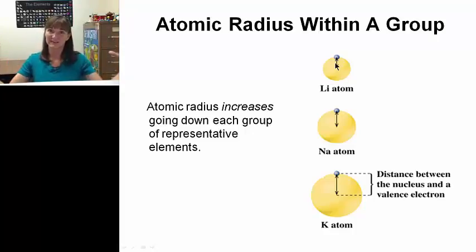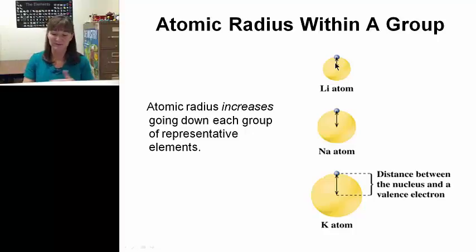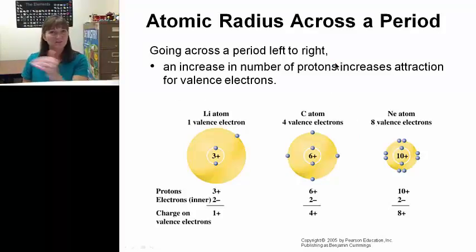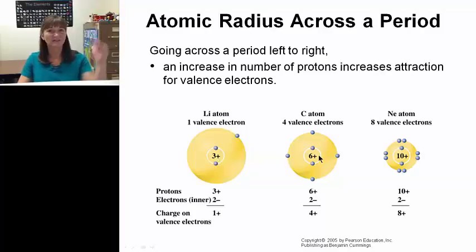Period 5 is going to have 5 energy levels. So it kind of makes sense that as you move down a family, the atoms are going to get bigger. Why they get smaller as you move from left to right is a little bit more complicated. It's an increase in the number of protons that increases the attraction of the valence electrons. So as you move to the right along a period on the periodic table, you're getting more and more protons. You're also getting an additional electron each move, so it might seem counterintuitive that the atoms are actually getting smaller.